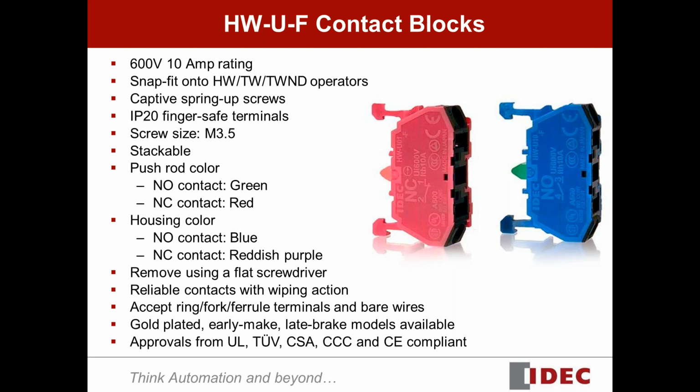So if you have a switch that needs more than two contact blocks, you can stack them up. We can support up to 6 contact blocks, a total of 3 layers. That's a lot of contact blocks, and you can configure them. Different colors show normally open, normally closed, and also the pushing rod. You can see they have different colors, red or green, to show the different types of contact.